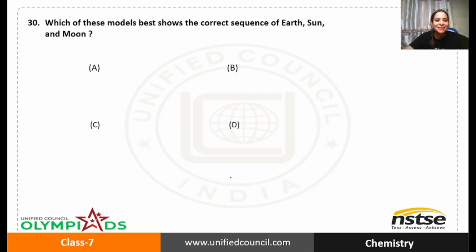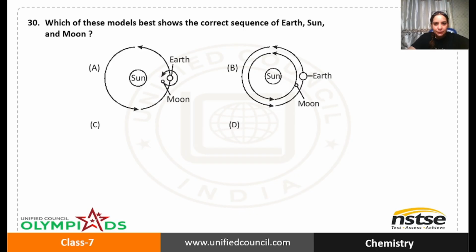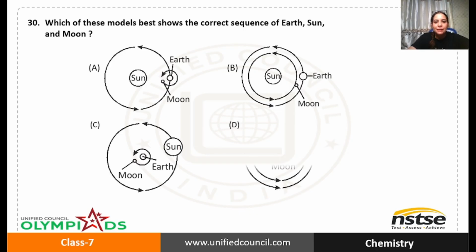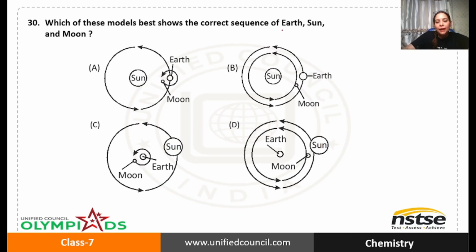Next question says, which of these models best shows the correct sequence of Earth, Sun and Moon? So option A is this, option B is this, C is this and D is this. Now we have to make out which of these models best shows the correct sequence of Earth, Sun and Moon. So let me help you to recall. Earth, Sun and Moon are part of the solar system.